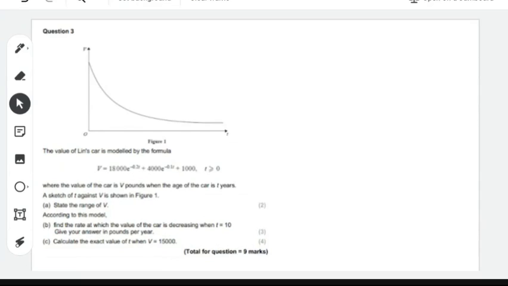I can't find the paper on my iPad for some reason. But 18,000 plus 4,000.